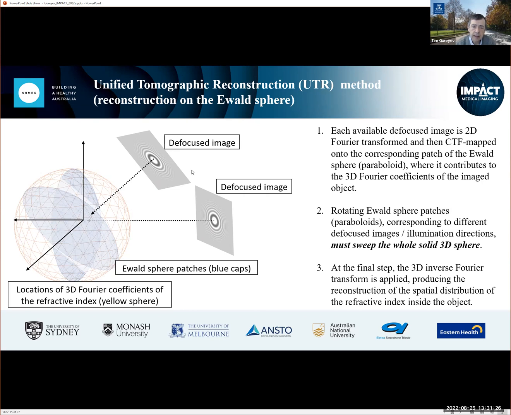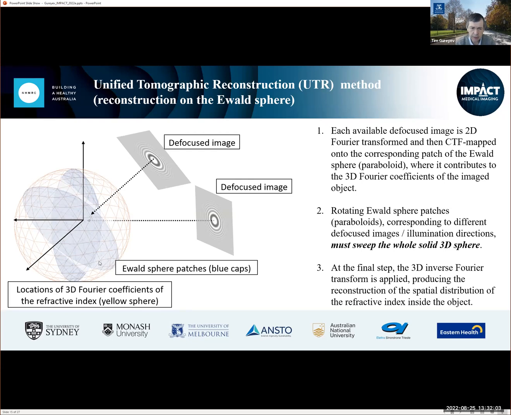So, physically, in this method, as I already at least partially described, we take all available images, and for each one of them, we reconstruct the phase and backpropagate it. That effectively gives us the distribution of the refractive index that we are trying to get on a so-called Ewald sphere, and those are these blue caps shown here. In each case, for each image, that cap is orthogonal to the propagation direction. So when we have multiple directions, we have these multiple caps.